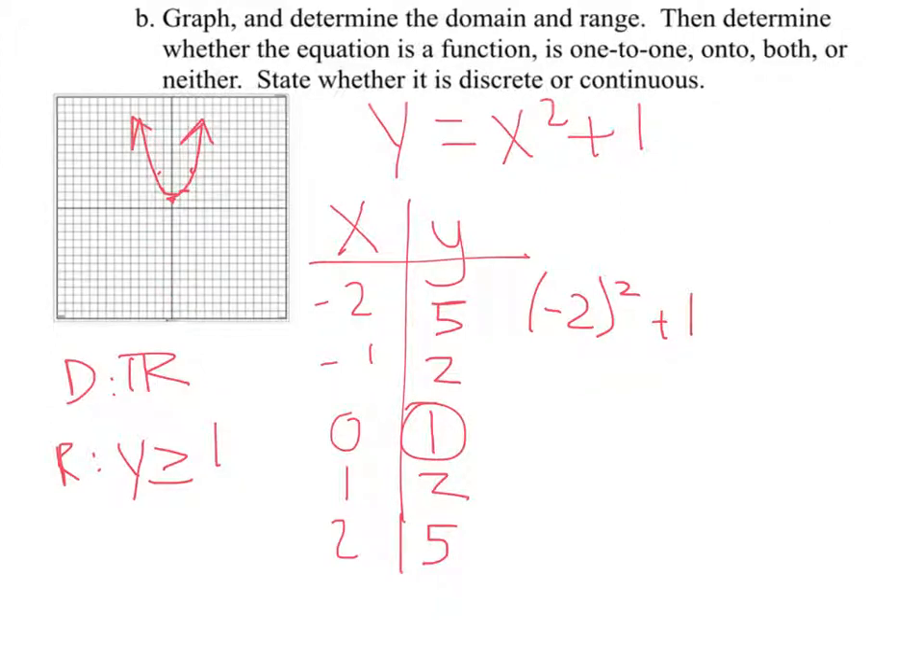And this one is going to be a function, but it's not going to be onto or 1 to 1. And then we can also say that this one is continuous because it's a line.